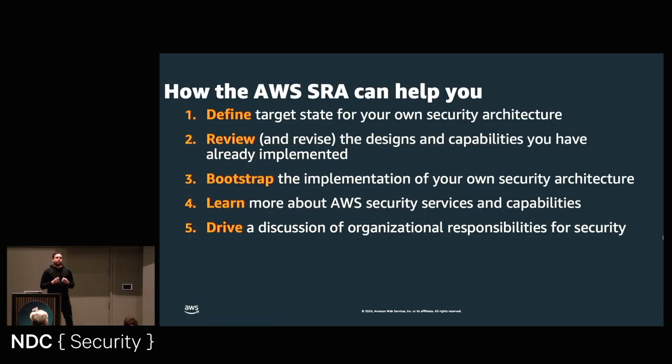So how can the AWS SRA help you? Well, the AWS SRA can help you in many different ways, depending on where you are in your cloud adoption journey. In particular, I'm going to cover 5 ways. The first one is it can help you to define the target state for your own security architecture.